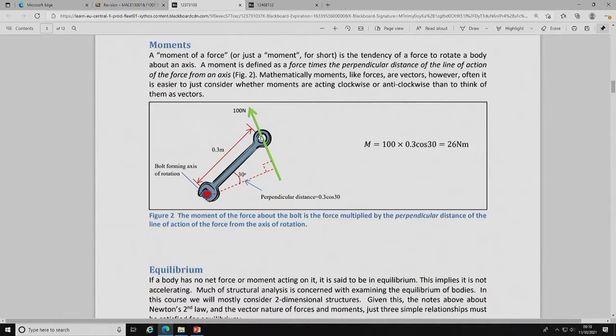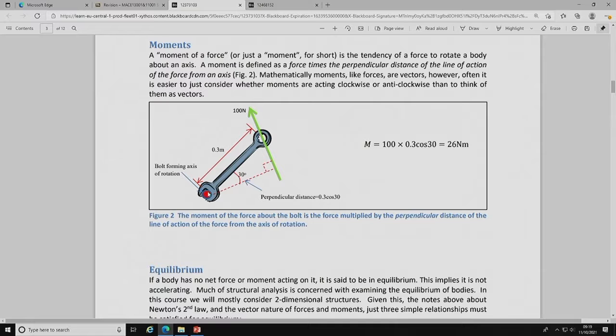So if you imagine you are using a wrench to put a force on a knot here, and you are applying a force of 100 Newton along these directions, for example. You want to calculate what is the moment that 100 Newton force is applying onto this knot.